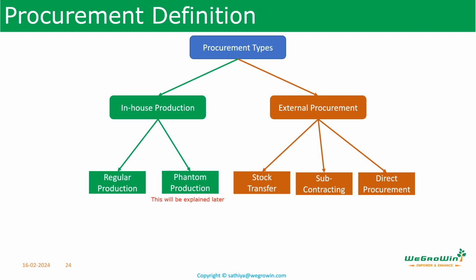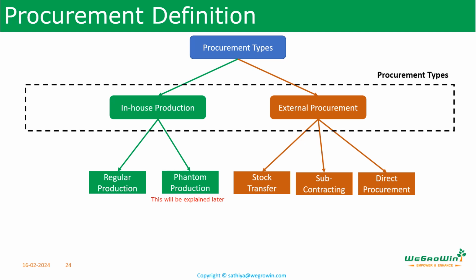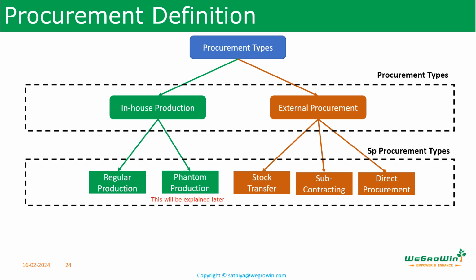In-house production and external procurement are called procurement types in SAP. And this further classification, regular production or phantom production, is called special procurement types in SAP. Again, what is the procurement type? What is the special procurement? See here, you can see various combinations of procurement options.